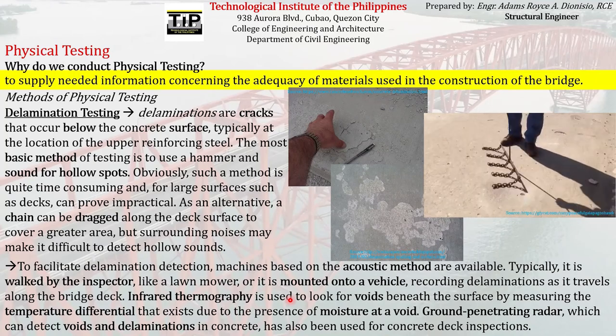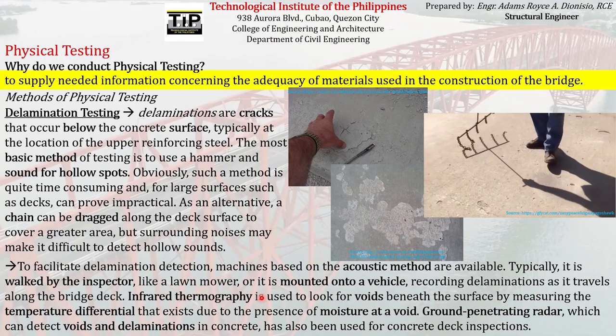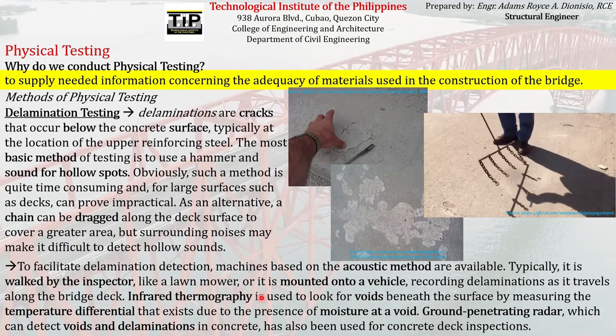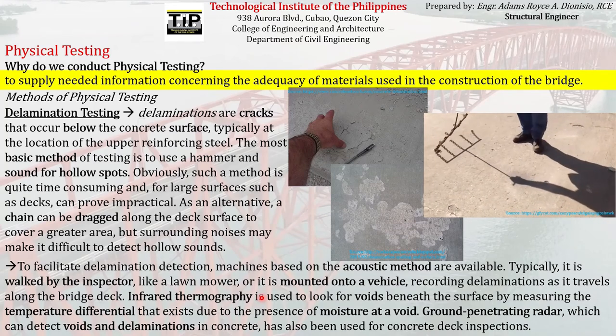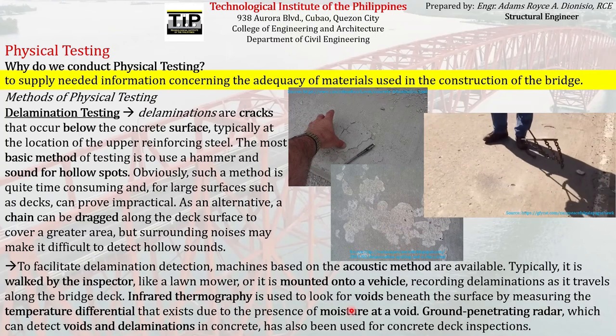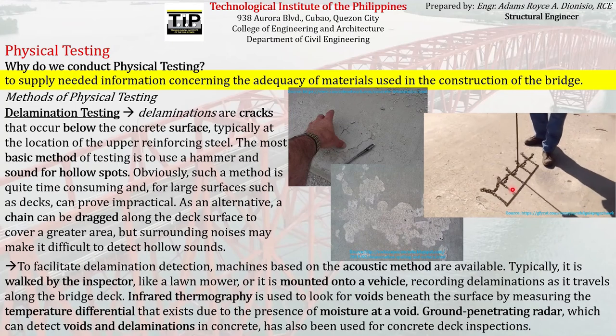So if you look at an infrared thermography device, this is just a small device like a camera that can be used to detect the temperature differential that exists due to the presence of moisture at a void on a particular concrete surface.